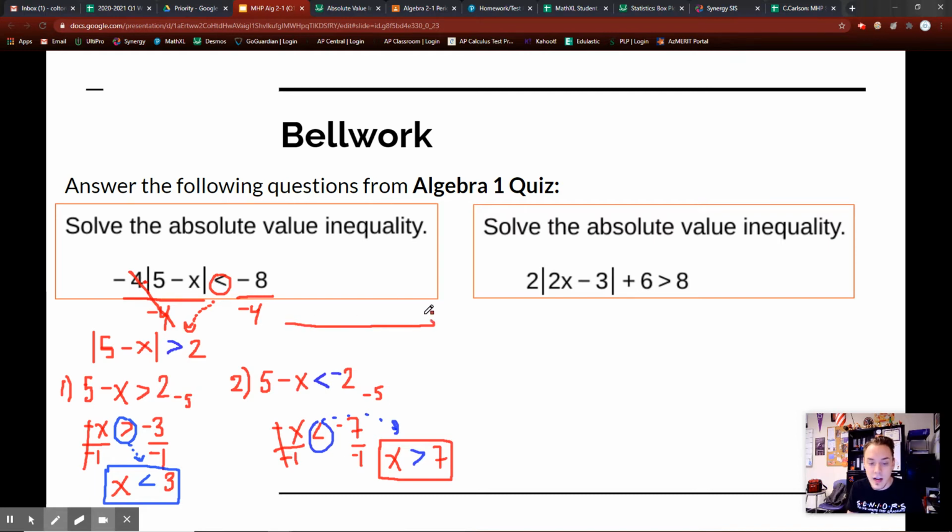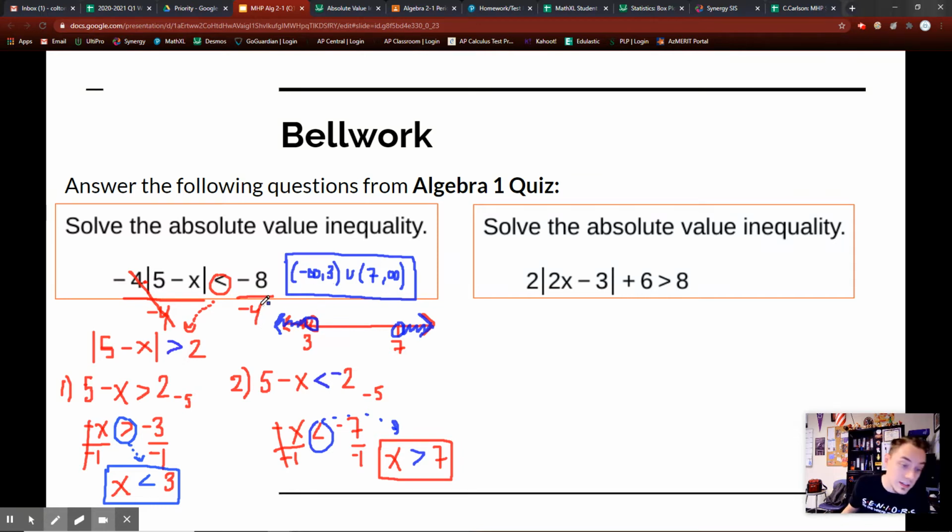It doesn't ask us to graph it, but if I wanted to graph it really quick, this is a 3, this is a 7, open circles. I'll do this in blue. See, Spider-Man colors, everyone loves Spider-Man, right? It points over there, and then this is a 7, and it points over here. What does that look like in interval notation? Negative infinity to 3, union, and then 7 to positive infinity. Remember, read left to right. Good deal? Good deal.